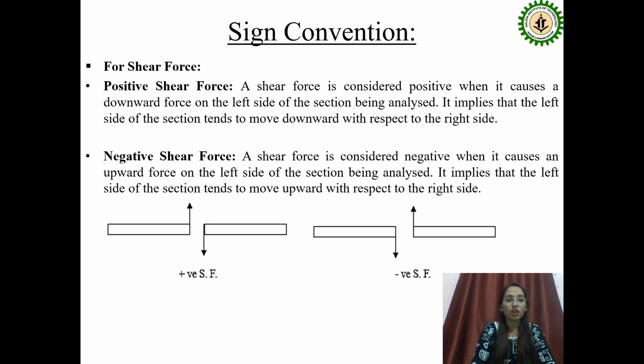For positive shear force, what is mainly considered as positive shear force? A shear force is considered positive when it causes a downward force on the left side of the section that is being analyzed. It implies that the left side of the section tends to move downward with respect to the right side. So if the left side moves downwards, it is called positive shear force, and then the right side is going upward. So if the right side is going upwards, that will also be considered as positive shear force. Similarly, negative shear force is just the opposite. If the left side is going upward and the right side is going downward, then it will be considered as negative shear force.